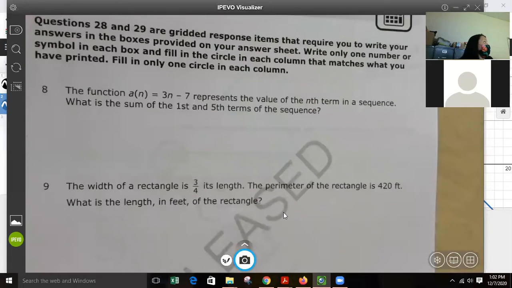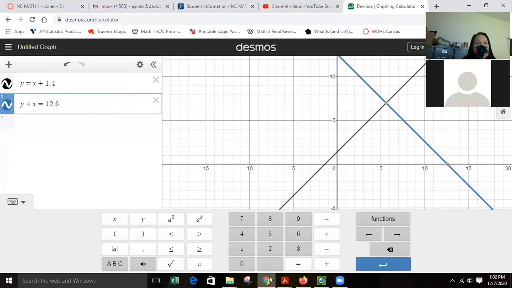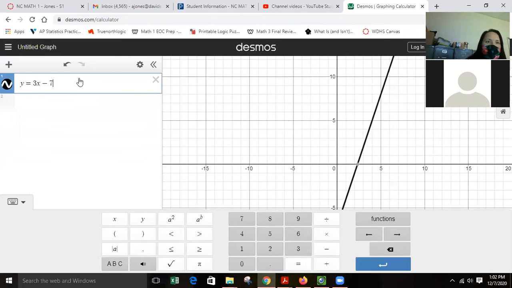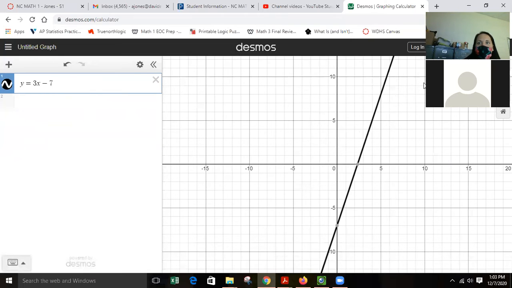This one I would rather do on Desmos than any other way. It's just kind of different how you do it, okay? So that 3n minus 7, I'm going to put in Desmos, but I'm going to put it in as y equals 3x minus 7. Y equals 3x minus 7. It wants to know the sum of the first and 5th term. So what I'm going to do is look, pop this down out of the way, get this out of the way.